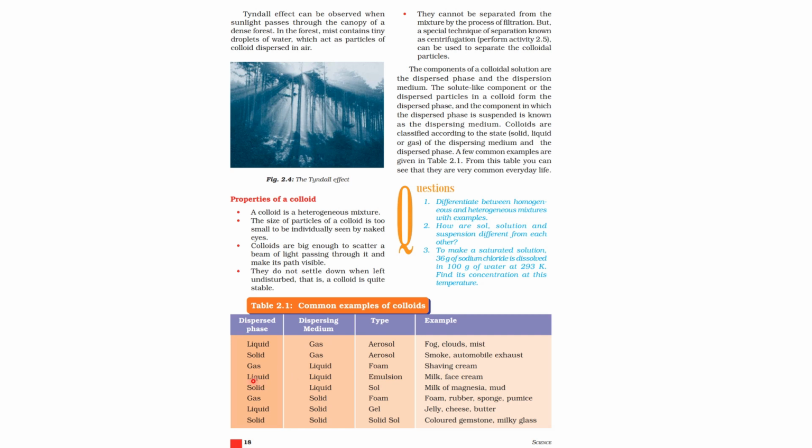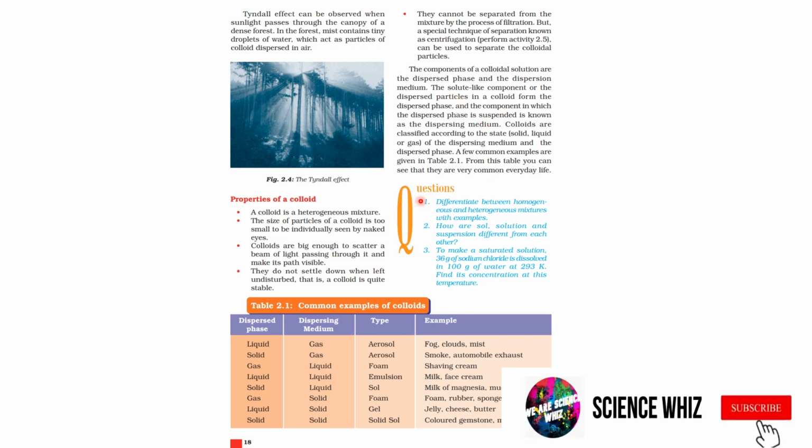Dispersed phase liquid, dispersing medium also liquid: that's emulsion, milk, face cream. Dispersed phase solid, dispersing medium liquid: that's a sol, milk of magnesia, mud. Next is gas in solid: foam, rubber, sponge, pumice. Liquid in solid: gel, jelly, cheese, butter. Next, dispersed phase solid, medium also solid: that's a solid sol, colored gemstone, milky glass.